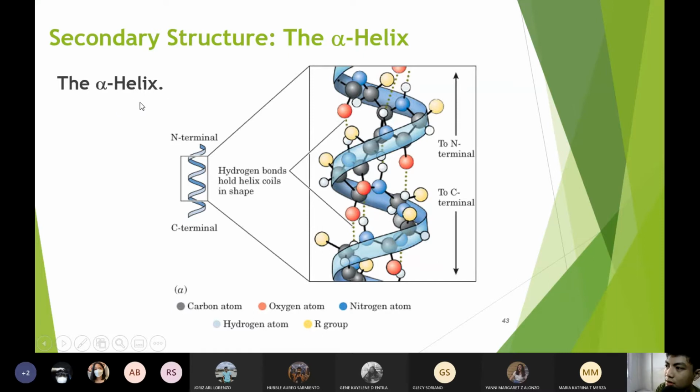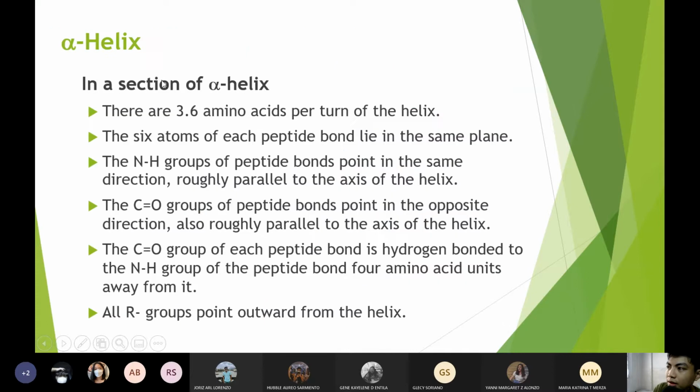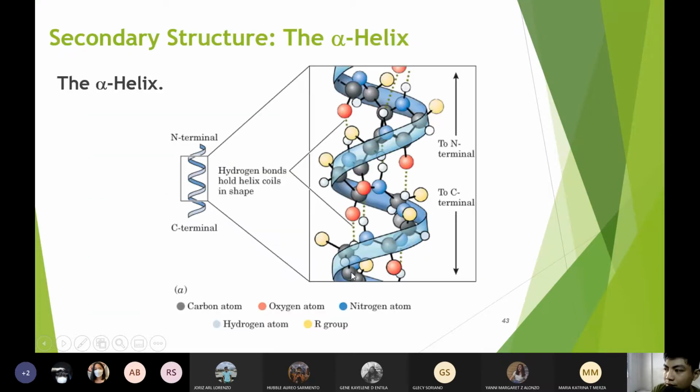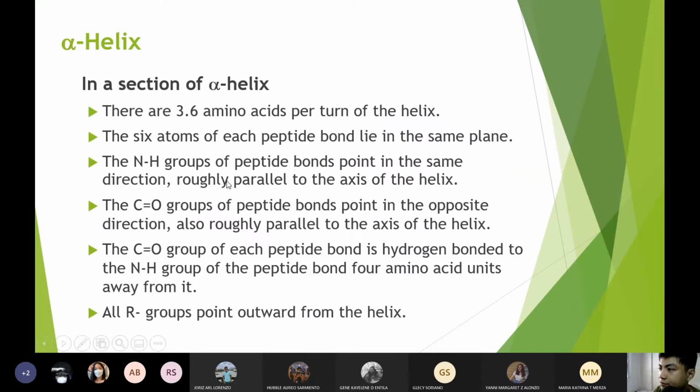So, what's the characteristic of our alpha helix? Okay, so the characteristic of our alpha helix is this, no? So there are apparently 3.6 amino acid per turn of the helix. Okay, so in this turn, so ilang amino acid makikita natin? So probably ito ay 1, this is 2, this is 3, then ito yung 3.6 na. Kasama pa siya dun sa other ring. Okay, so bale, for every turn in our alpha helix, there's an approximately 3.6 amino acid residue per turn.